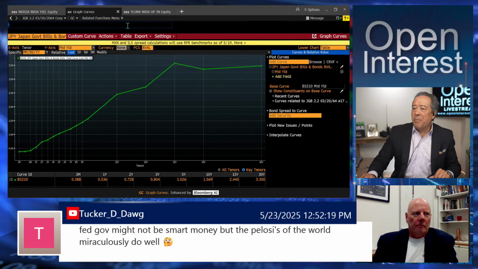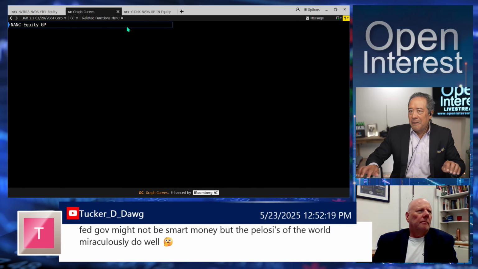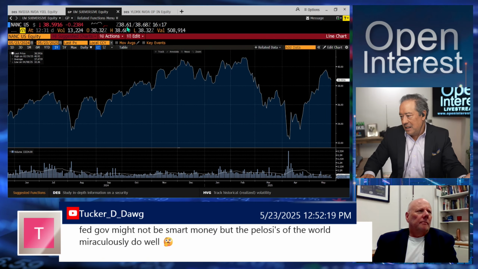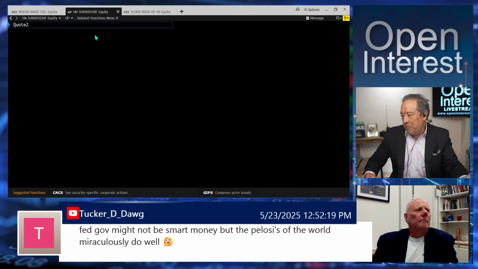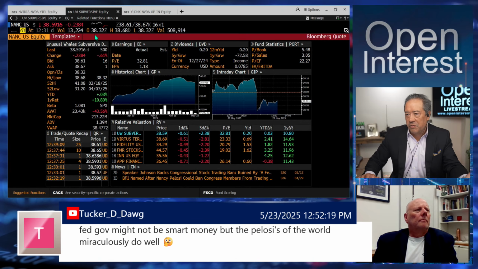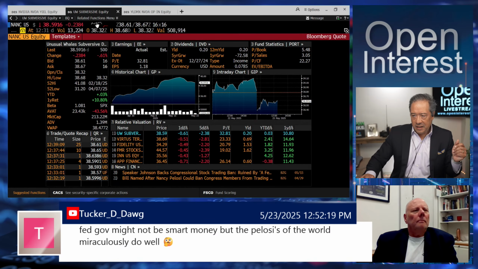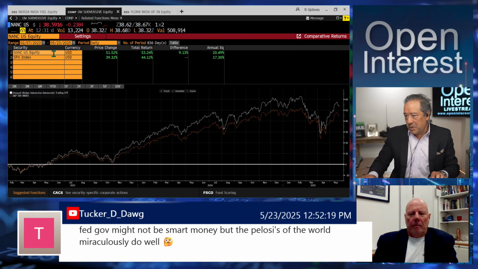Actually, that brings up an interesting point. I wonder how that Nance ETF is doing this year. That's the ETF that tracks. Let's see. I wonder if this thing is outperforming U.S. equities year to date. So it's flat year to date. It has traditionally outperformed. Yeah.